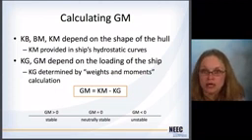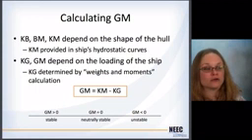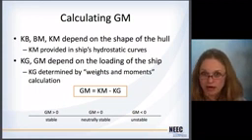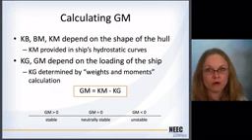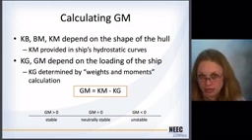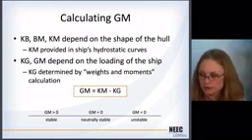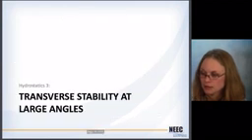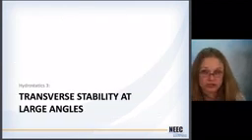So here's a note. If GM is greater than zero, your ship is stable because you have a positive righting moment. If it's zero, then it's neutrally stable, which means that it would tip over and just stay there. It wouldn't move. If GM is negative, then your ship is unstable and it will continue rotating in the direction that you have heeled it. Okay, so that's for small angles.